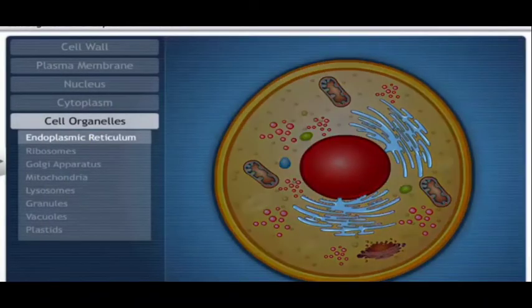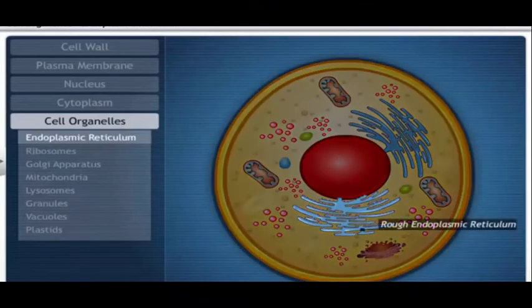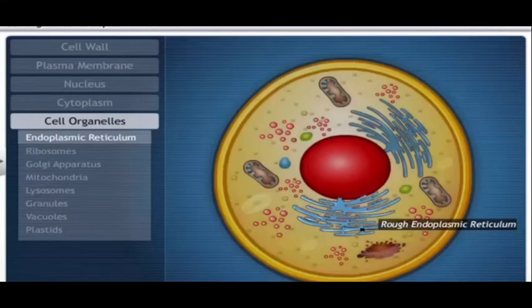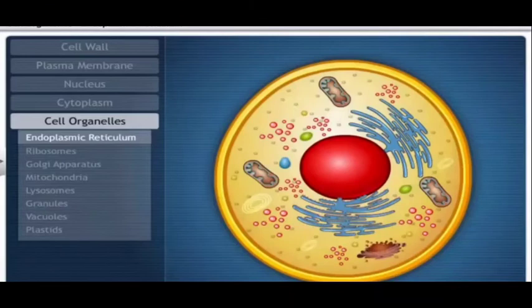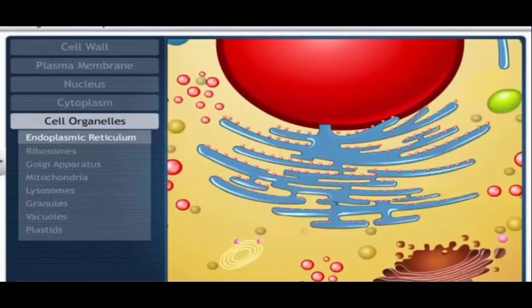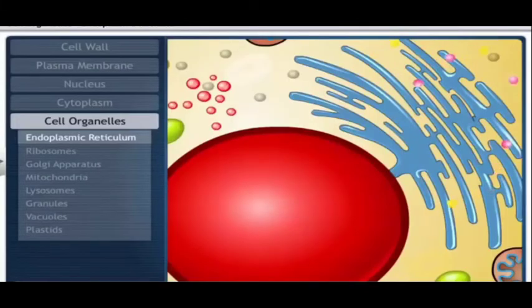There are two types of endoplasmic reticulum: rough and smooth. Rough endoplasmic reticulum has ribosomes present on it, while they are absent on smooth endoplasmic reticulum. Rough endoplasmic reticulum synthesizes proteins while smooth endoplasmic reticulum synthesizes lipids and fats.